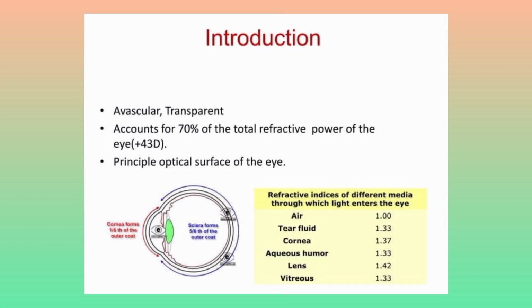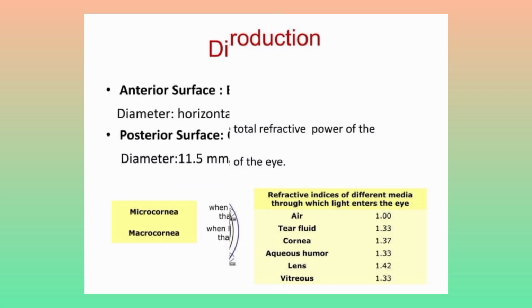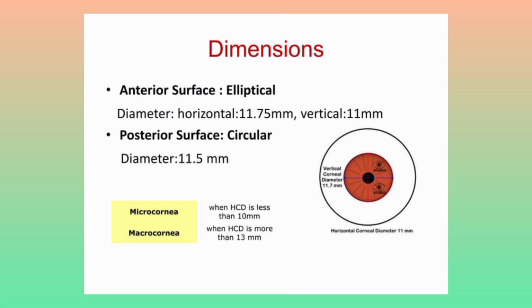Introduction. Cornea is avascular and transparent, and accounts for 70% of the total refractive power of the eye. Principal optical surface of the eye. Dimensions of cornea. Anterior surface is elliptical and posterior surface is circular. Diameter. Horizontal diameter 11.75 mm and vertical diameter 11 mm. Posterior surface diameter 11.5 mm.